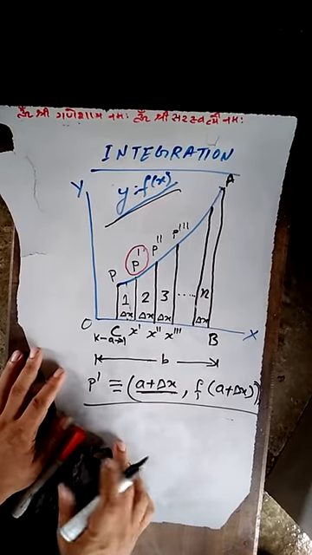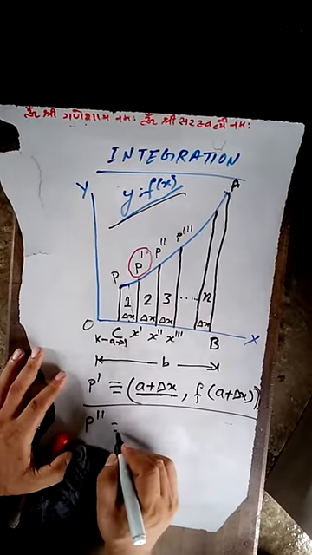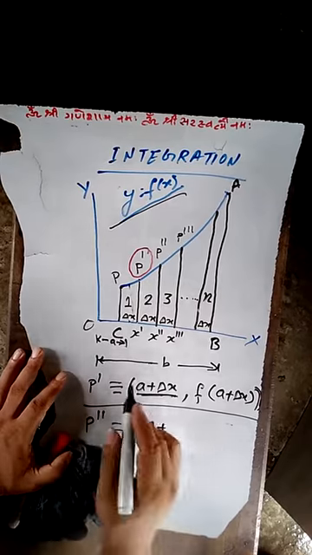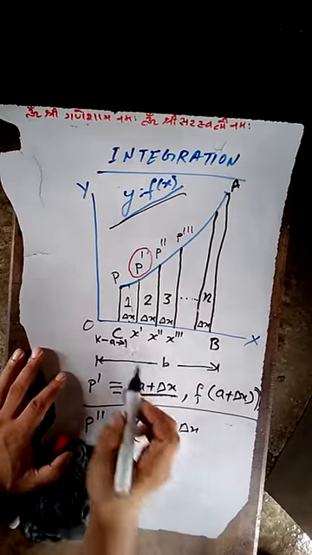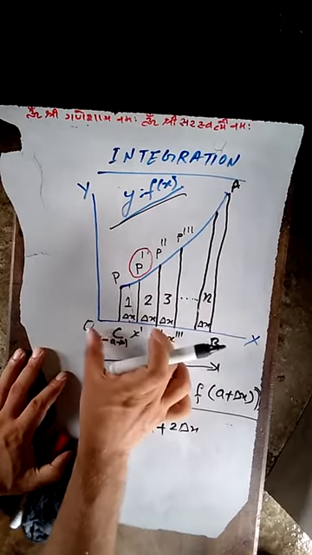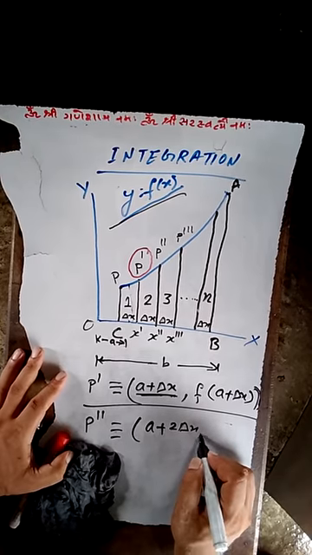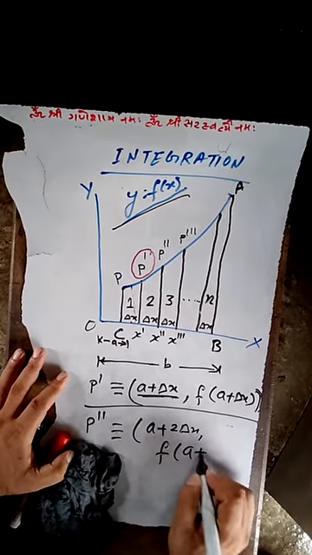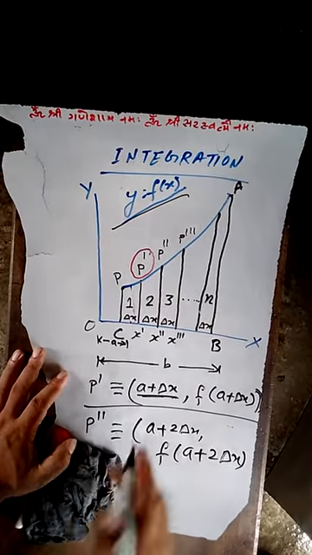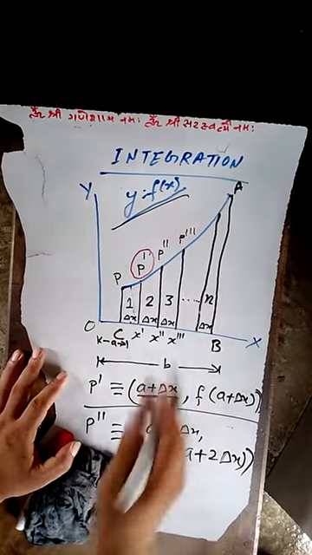Now likewise, for p double prime, the coordinate will be a plus 2 delta x, because up to here it is a, then delta x plus again delta x, 2 delta x. So p double prime is a plus 2 delta x, and its y coordinate is f of a plus 2 delta x. Likewise we can find the coordinate of each point.